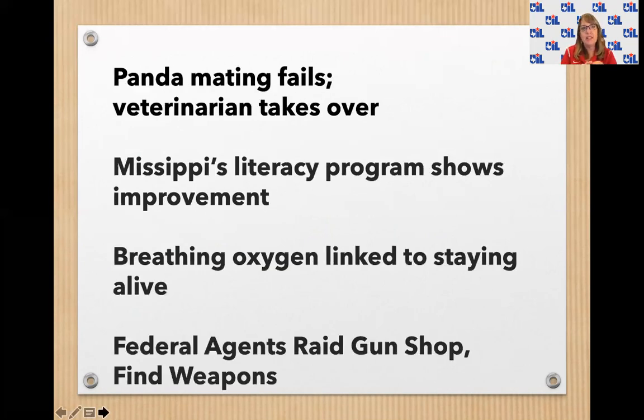"Panda mating fails. Veterinarian takes over." I'm just going to leave that one right there. "Mississippi literacy program shows improvement." If you can't figure out what's wrong with that one, I'm not going to help you. "Breathing oxygen linked to staying alive." Ooh, I just blew your mind with that one, didn't I? "Federal agents raid gun shop, find weapons." Oh, wow. I thought they were going to find some gum.